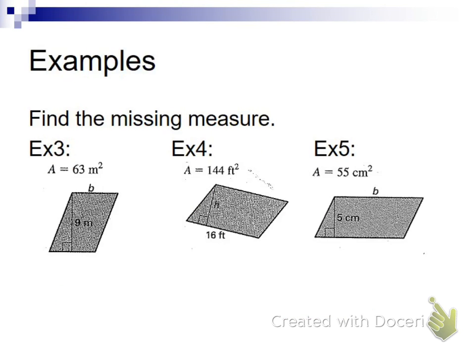On the examples on the back, 3, 4, 5, starting at the top. These ones are a little bit different because this time we are given the area, but we are asked to find either the base or the height of these parallelograms. So we use the same formula. The area of a parallelogram is equal to the base times the height. This time we fill in what we know.